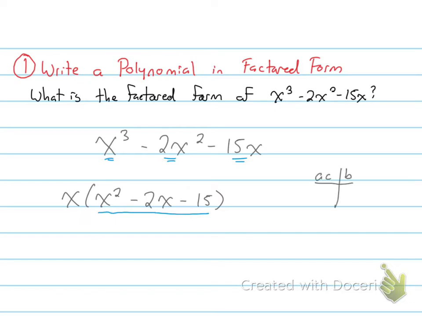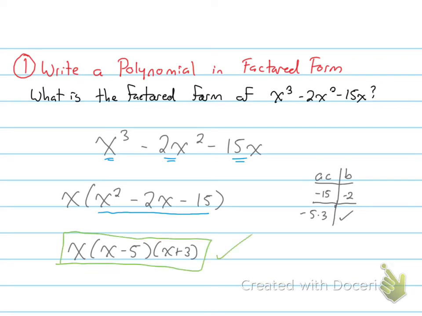So using the AC method, I want two numbers that multiply to give me negative 15 and add up to give me negative 2. Thinking through my options, I see that negative 5 and 3 are going to work here. So I'm going to rewrite everything in the middle there as x times (x minus 5) times (x plus 3). Now I would be in factored form.